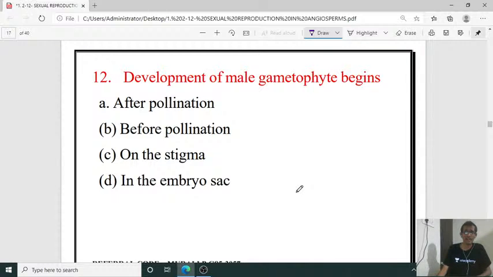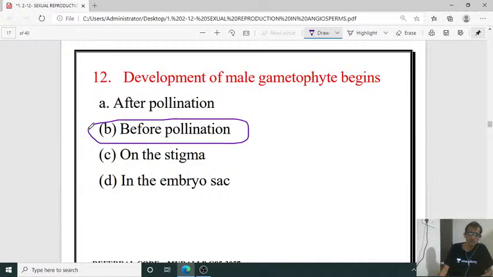Development of the male gametophyte begins from which stage? After pollination, before pollination, on the stigma, or in the embryo sac. Before pollination. So the development of the male gametophyte begins before pollination, not after pollination. The male gametophyte completes its growth and is then deposited on the stigma.